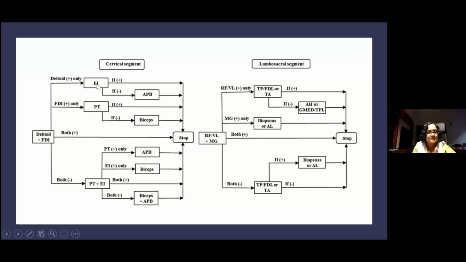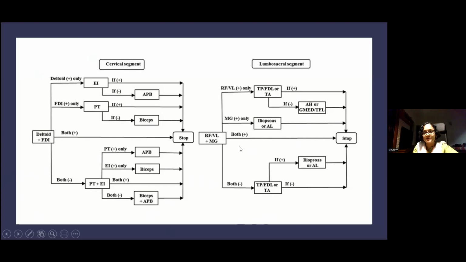But if only deltoid is positive and the FDI is negative, then look for another distal muscle. So something in the distal forearm, extensor indicis proprius or extensor pollicis brevis. And if that is positive, again, game is over, you can stop. If that is negative, choose another distal muscle. In this case, if the distal muscle is positive and deltoid is negative, go for another more proximal muscle like pronator teres. If that is positive, then again, stop. If that is negative, go to biceps. It's quite useful to have a little algorithm like this.